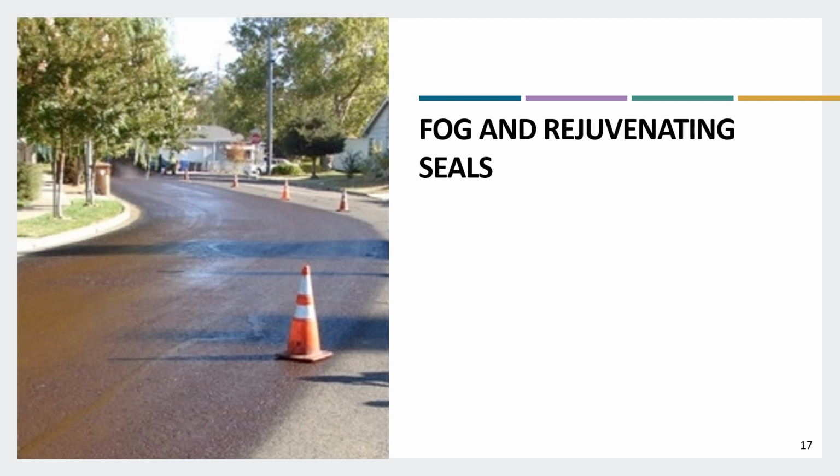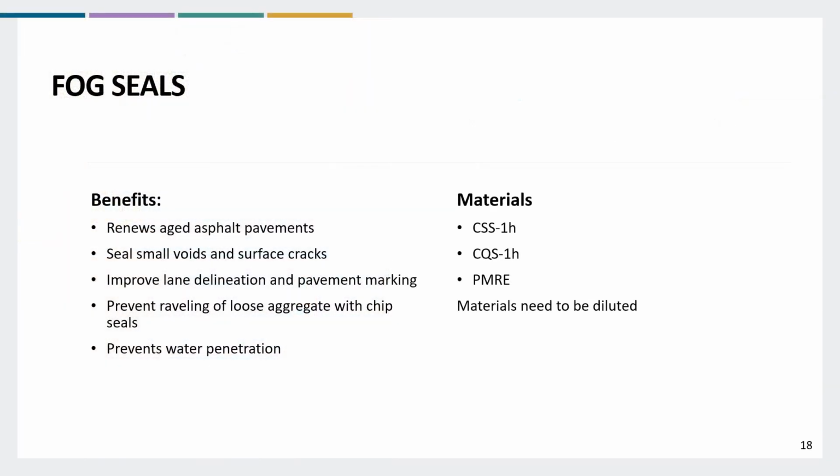Fog and rejuvenating seals. Some of the benefits of using fog seals are renewing aged asphalts, sealing small voids and surface cracks, improving lane delineation and pavement markings, preventing raveling of loose aggregate with chip seals, and preventing water penetration. Some of the materials that are used are CSS1H, CQS1H, PMRE. Materials need to be diluted.